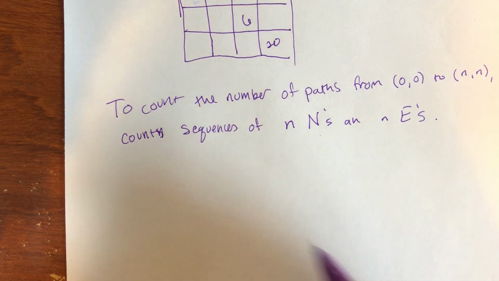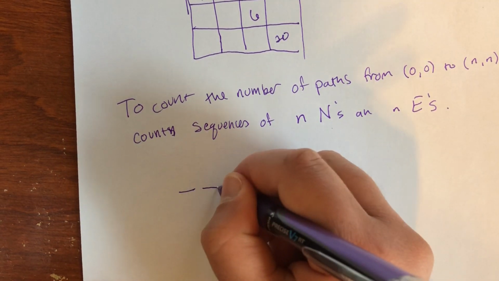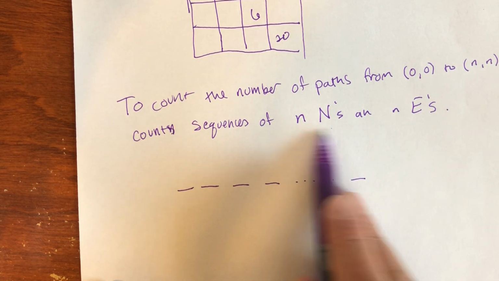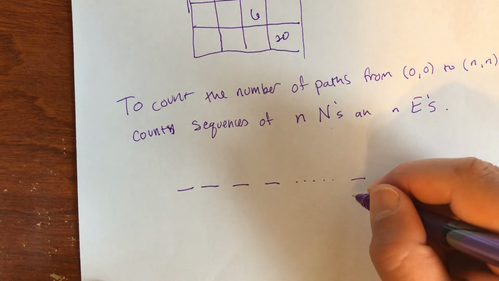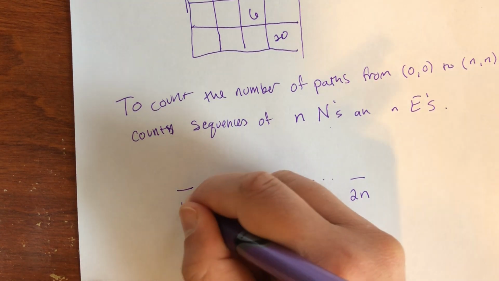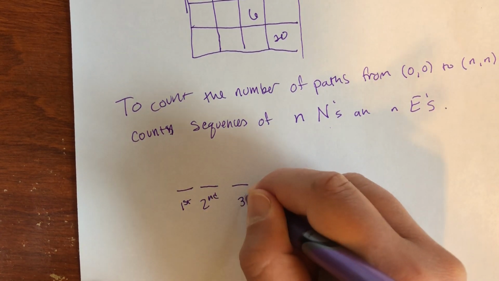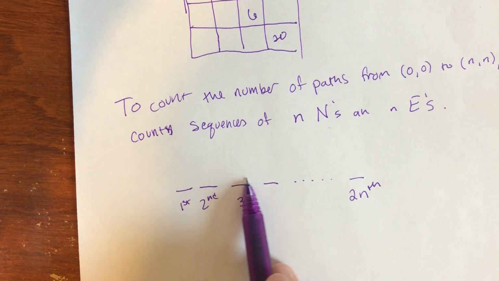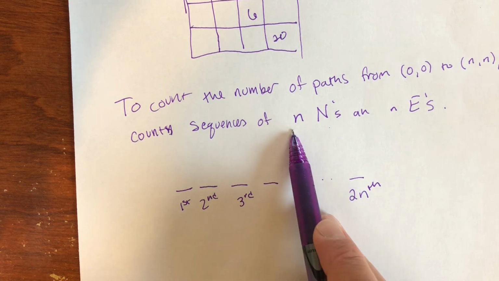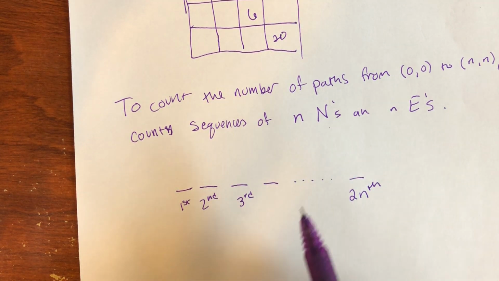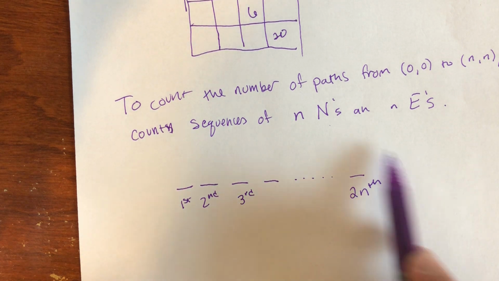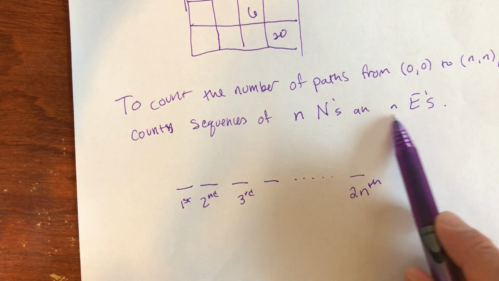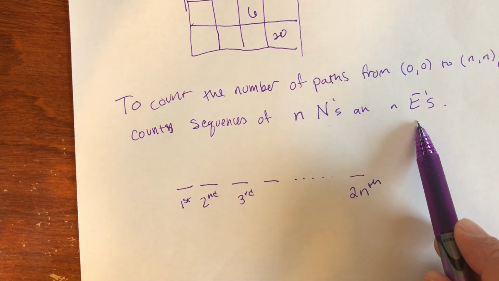Well, this is like saying, how many total steps are going to be in our path? There's n north steps and n east steps, so there's 2n total steps to take. Here's your first step, your second step, your third, all the way down the line until you get to the 2nth step. Now we need to fill these with exactly n norths and exactly n easts. So we have to choose where on this path you want to go north. Which n spots do you want to go north in? And then once you've chosen that, all the rest of your spots have to be easts.